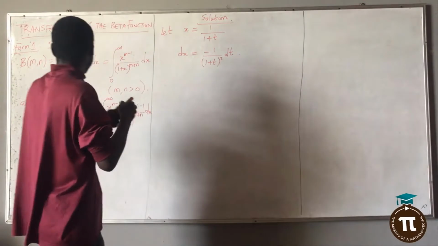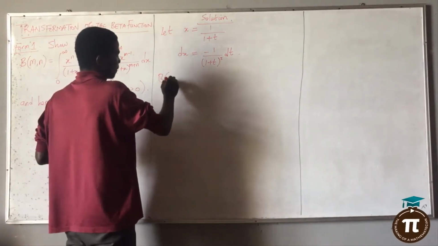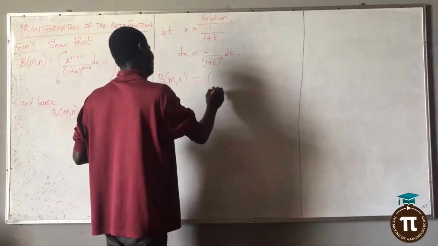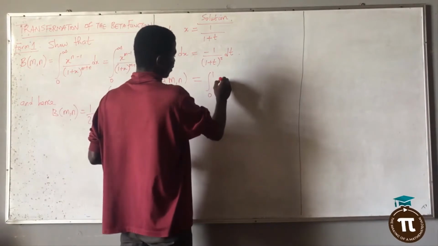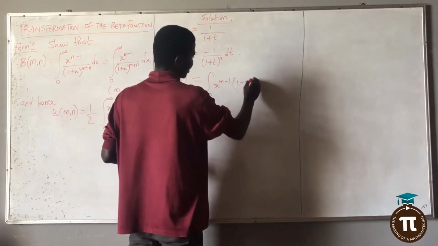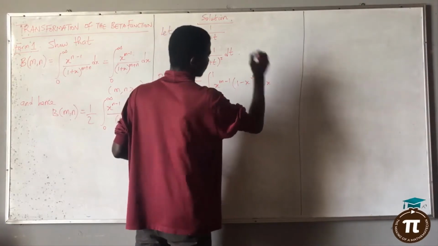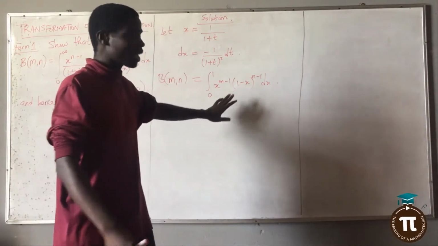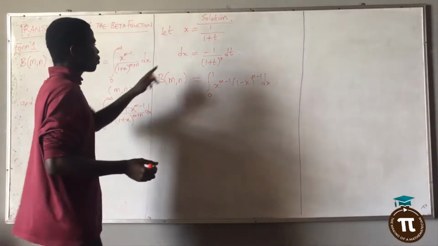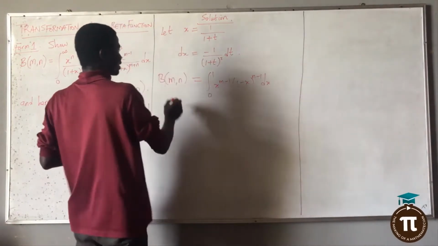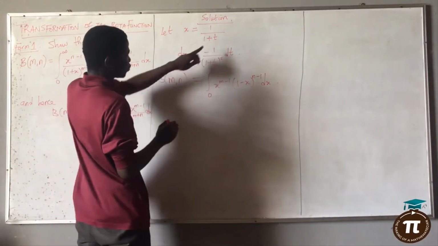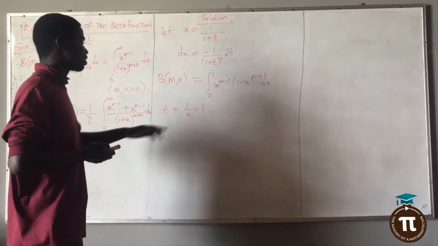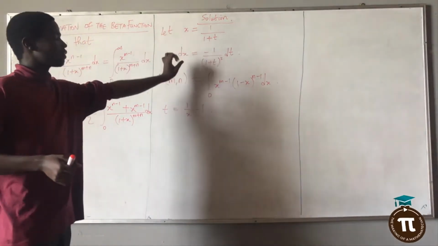The next thing is, what is beta of m comma n? Beta of m comma n will be equal to, don't forget the polynomial definition of the beta function, the integral from 0 to 1 of x raised to the power of m minus 1 times 1 minus x raised to the power of n minus 1 dx. This is the definition of the beta function, the polynomial definition of the beta function. So now we are going to find t. Make this the subject of formula here. t will be equal to 1 over x minus 1. That is what t will be.